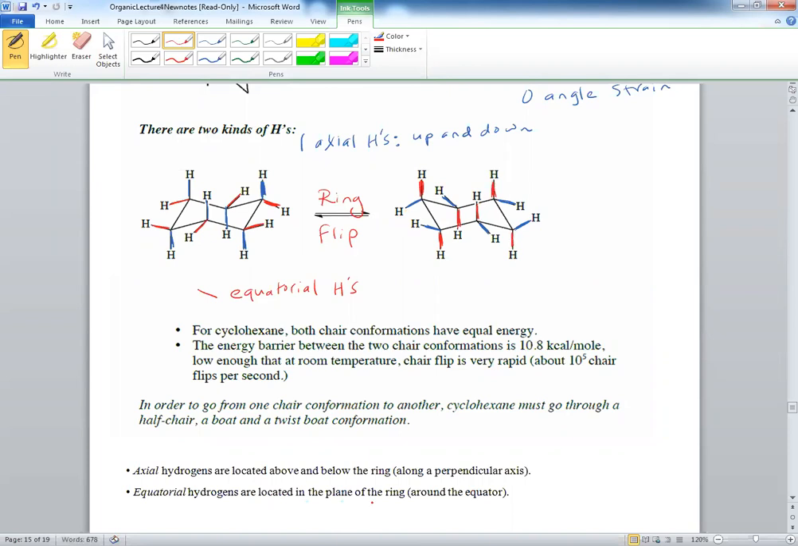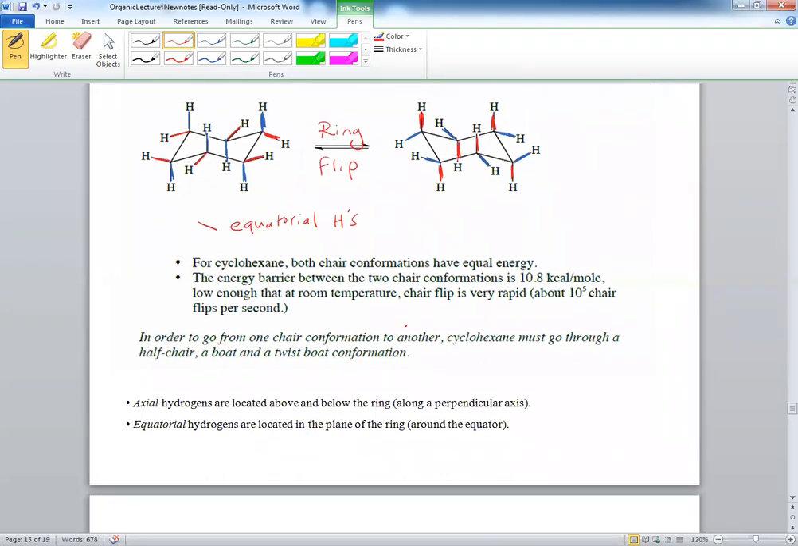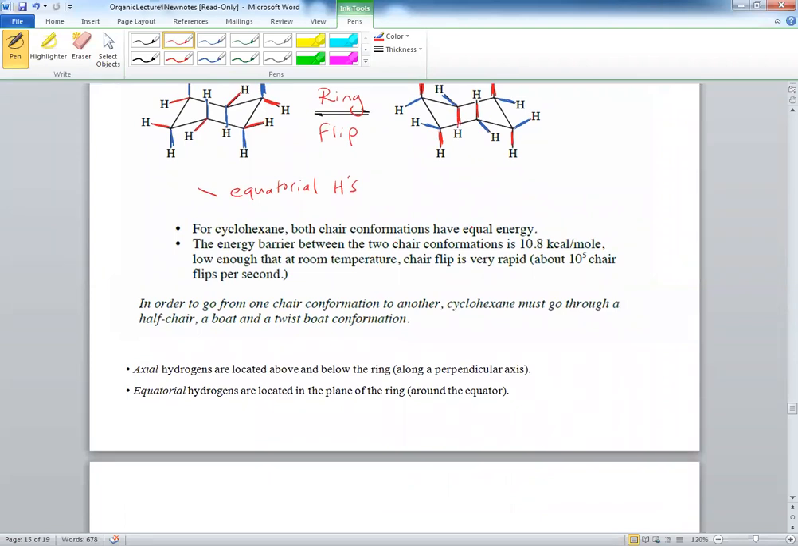Very well. So of course, for cyclohexane, both chair conformations have equal energy. The energy barrier between them is 10.8, which is low enough at room temperature. There are about 10 to the fifth, 100,000 flips per second. That's how rapid it is.